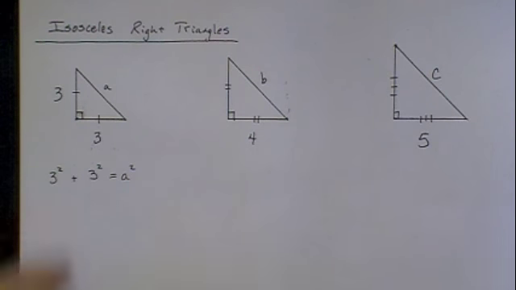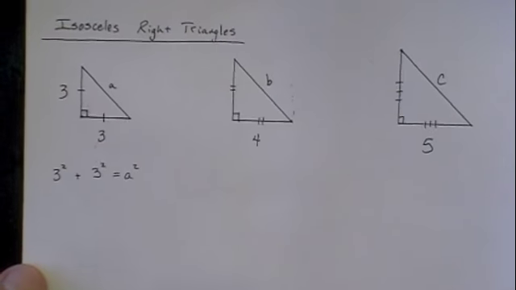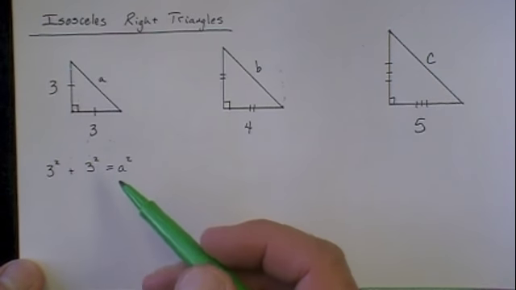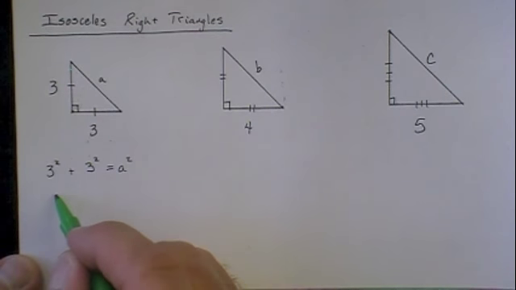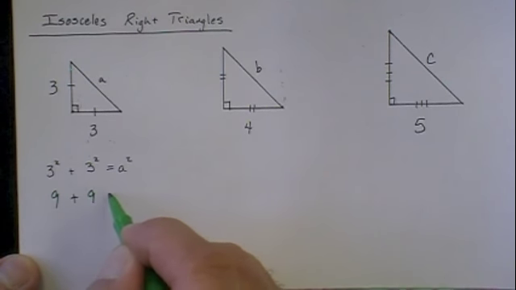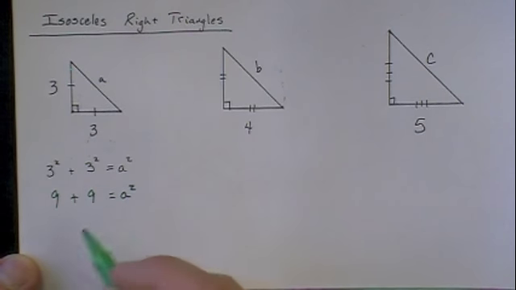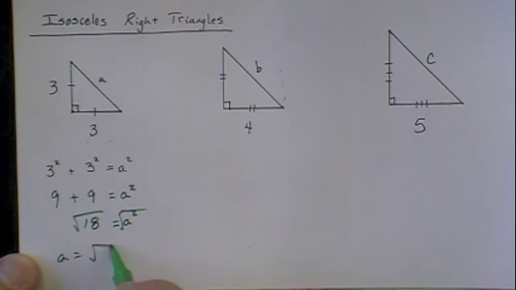So we have our two sides that are 3, and we're looking for segment A. So we're going to take 3 squared plus 3 squared equals A squared, using the Pythagorean theorem, to solve for segment A. So this would be 9 plus 9 equals A squared. That's 18. So when we take the square root of both sides to find A, remember the square root of 18 in simple radical form is going to be the square root of 9 times 2. So we end up with 3 square root 2 for the length of segment A.